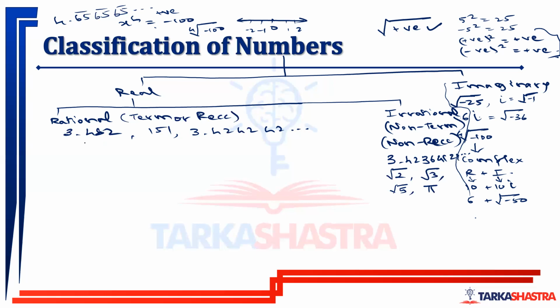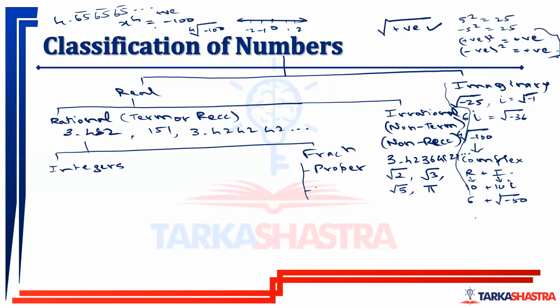Next, rational numbers can further be divided into integers and fractions. Fractions are of two types, proper fraction and improper fraction. In a proper fraction, the numerator is less than the denominator. In an improper fraction, the numerator is greater than the denominator. An example of a proper fraction is 3/4. An example of an improper fraction is 4/3. Here the numerator is greater than the denominator.